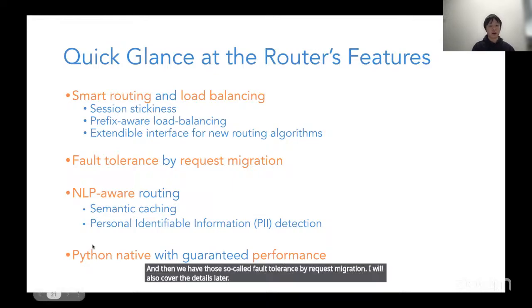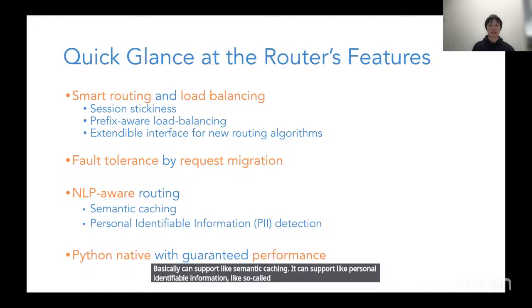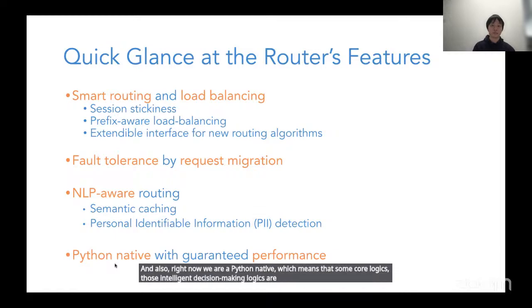And we are also adding so-called NLP-aware routing features into the router. Basically, it can support semantic caching. It can support personally identifiable information, so-called PII, detection. Those features are all contributed by the community, I think from Red Hat. Also, right now we're Python native, which means that some core, intelligent decision-making logic is written in Python, but we're running benchmarks to make sure there is no big performance overhead introduced in the router.